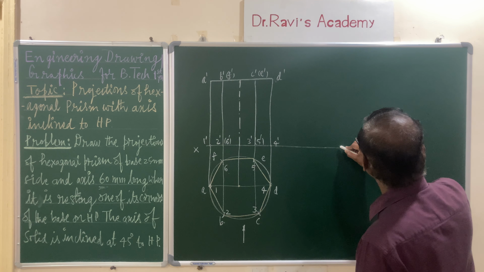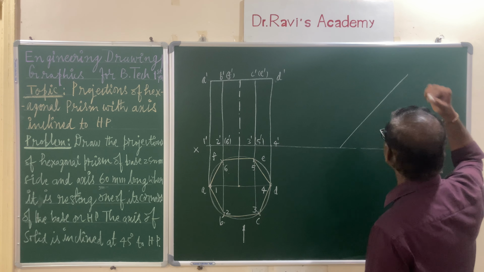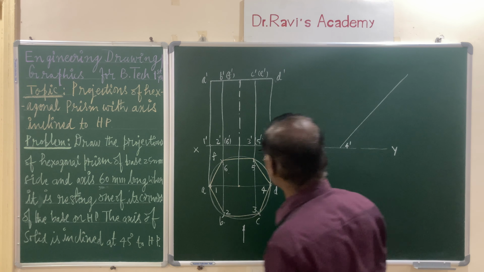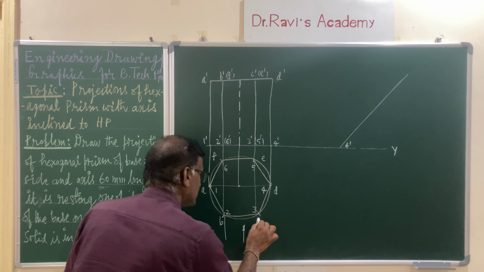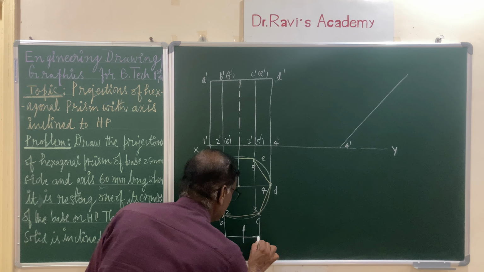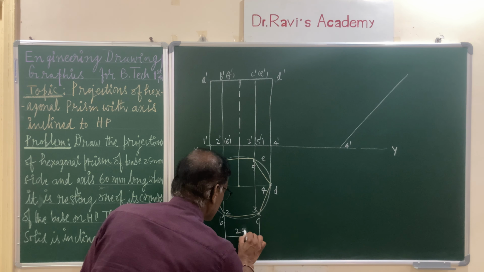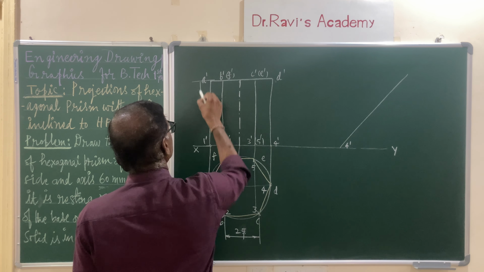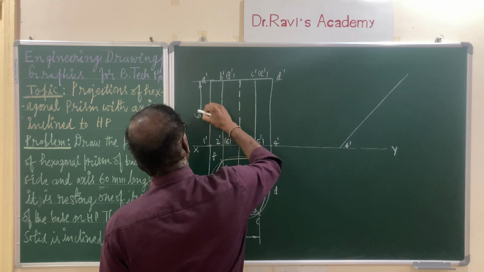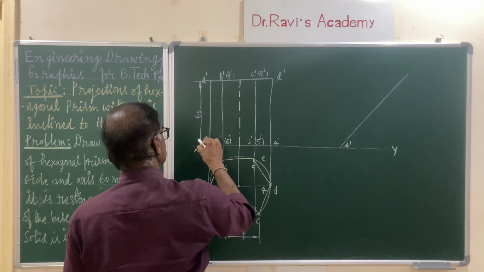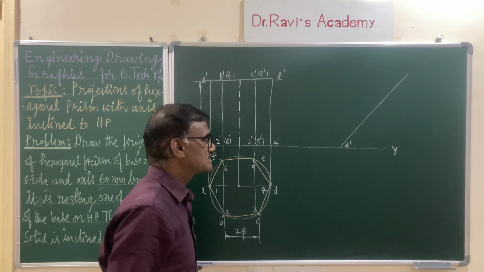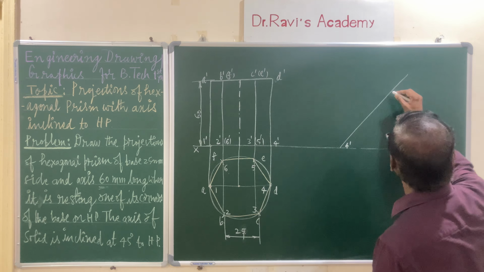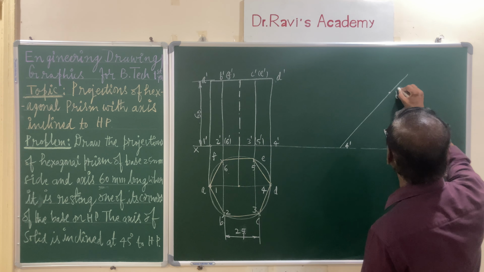So, let us draw a line at an angle 45 degrees. Mark 4 prime, this is your 4 prime, and height it is given. So, you please mark the dimensions also. This base edge is given 25 mm, and height is given 60 mm. So, mark the dimensions, and 4 prime, this is at a distance, this is your D prime.